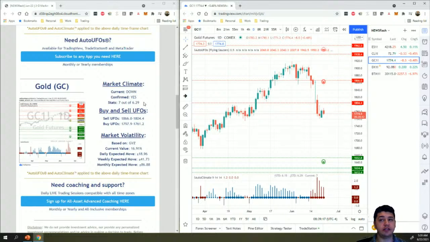All right, so the buy and sell UFOs that we do have for gold are from 1866 even to 1804.4, and then down below 1652.8 to 1624.4. As you see, price has left that 1900 critical area pretty violently, only to overshoot it by close to $150 down. So based on the volatility on GVZ, no wonder we're over. We're close to 17%, which for gold is elevated volatility. So there's that for gold.